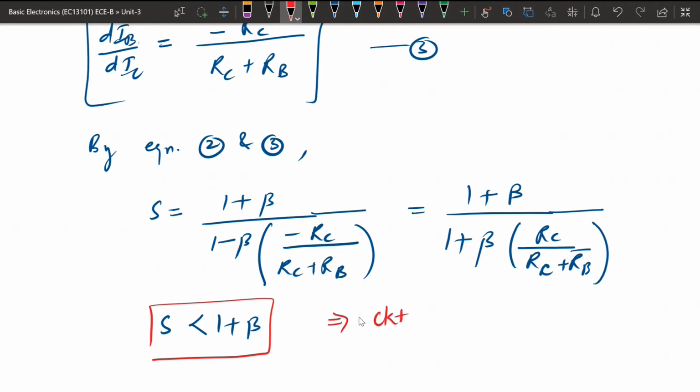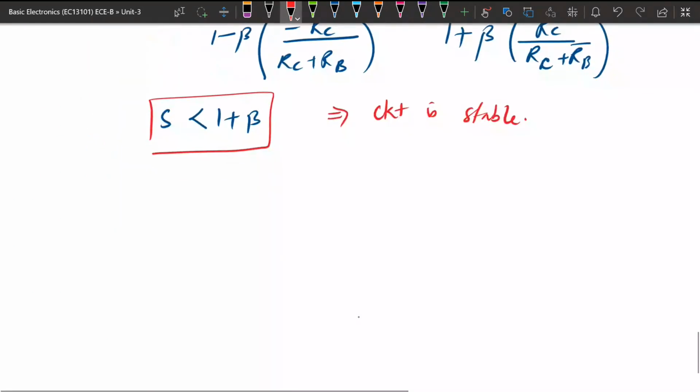Okay, so if this is the case, then we can say the circuit is stable. So this type of biasing, in case of the collector base technique of biasing, the system is stable. We can call this a stable system.